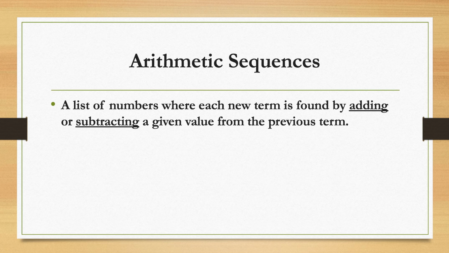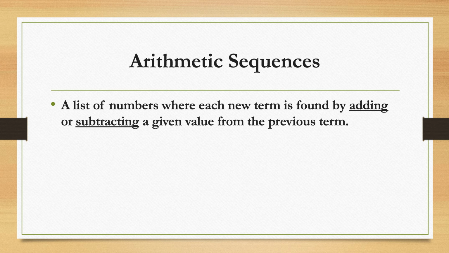So let me begin by giving you a definition. An arithmetic sequence is a list of numbers where each new term is found by either adding or subtracting something from the previous term. Okay, so let me give you a quick example.